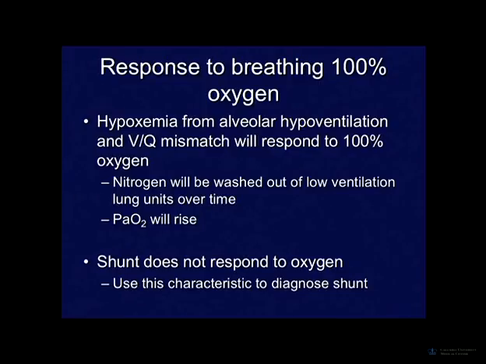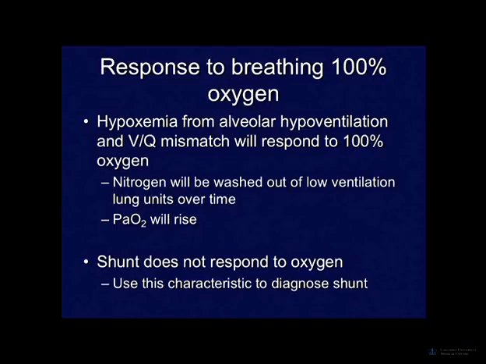Right? So as you wash out nitrogen, remember 79% of air is nitrogen. So if you give 100% oxygen, you're going to wash nitrogen out of the alveoli. So in low ventilation lung units, you're going to flood it with oxygen, and the PaO2 will rise. Because in those scenarios, with either alveolar hypoventilation or VQ mismatch, diffusion is okay. All right? The oxygen can get across the capillary. You just have to get the oxygen into the alveoli.